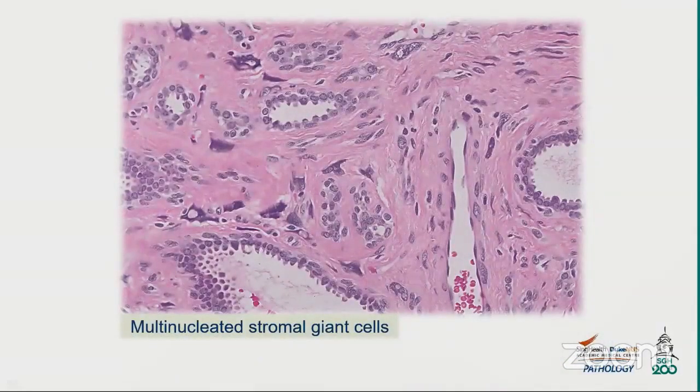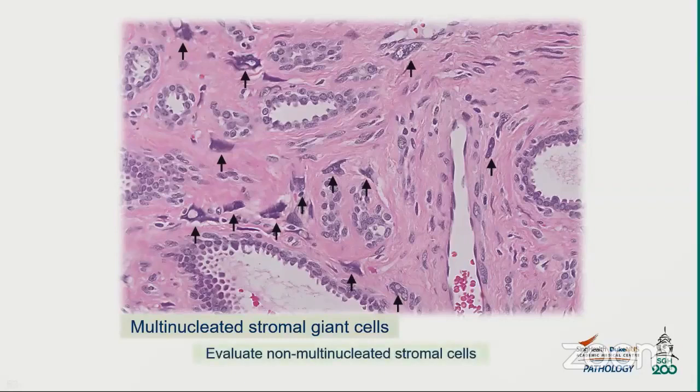An example of a tumor showing multinucleated stromal giant cells with degenerative nuclear atypia, and these should not be interpreted as marked stromal atypia. And it's important, therefore, that one evaluates the non-multinucleated stromal cells in order to determine the final grading of the tumor.